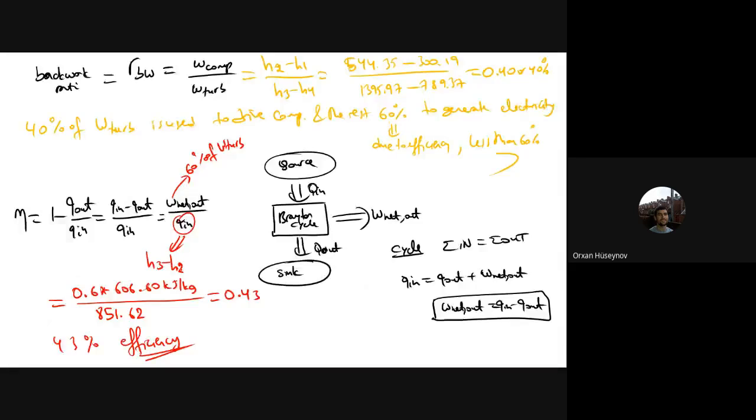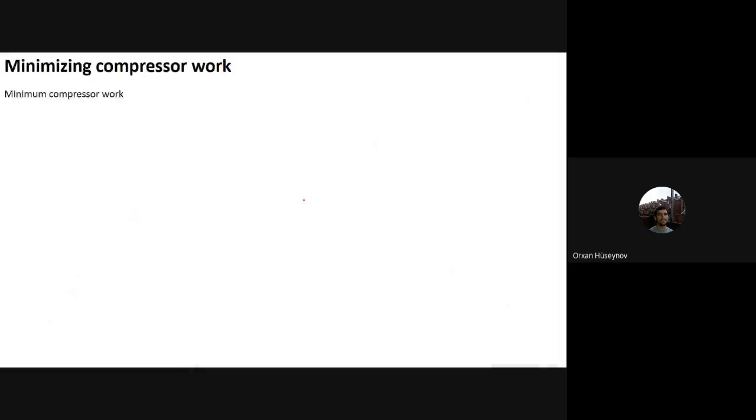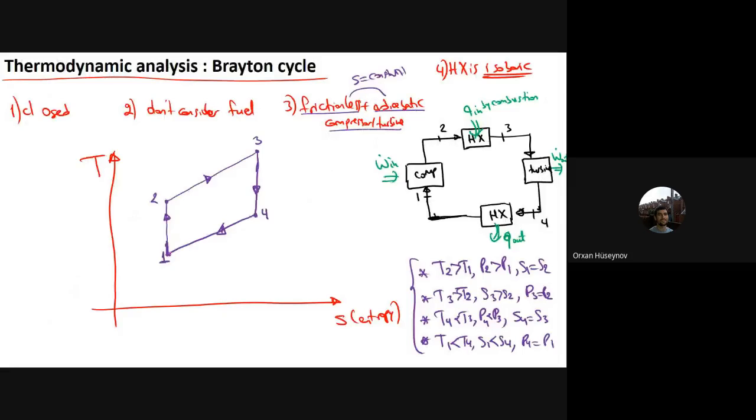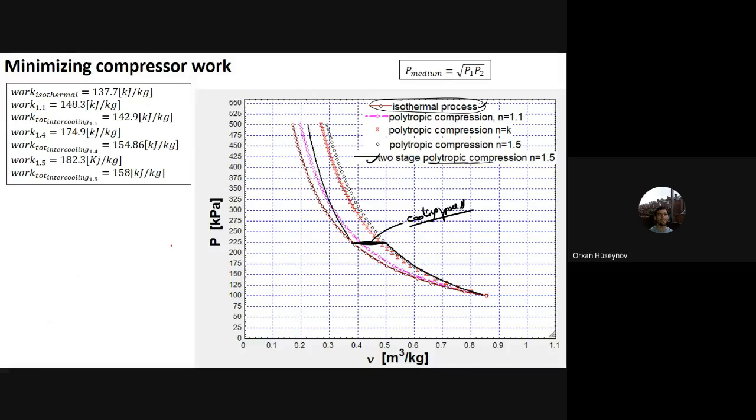But here I will add some more stuff for the Brayton cycle. If you remember the graph for the ideal one, you have the 1 to 2, and the 2, 3, which is the heat addition. 3 to 4, you have the temperature drop, and then from 4 to 1, you go back to the process again. Let me do the cycle again here.